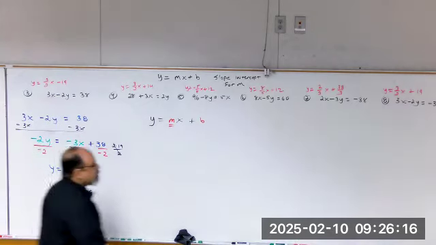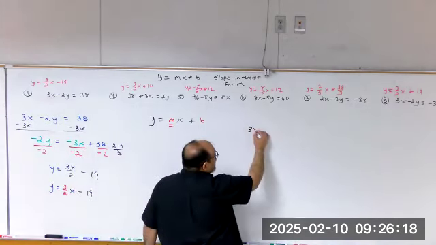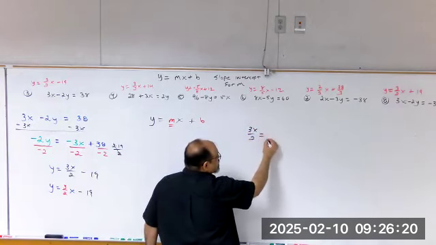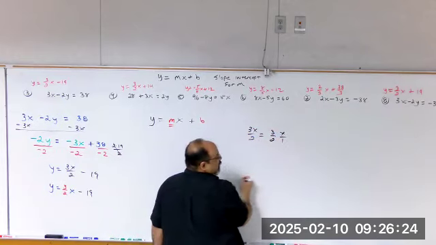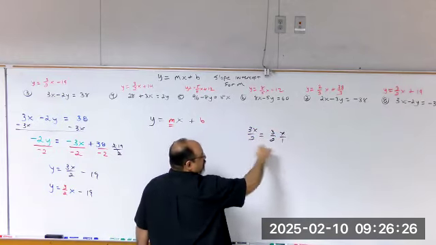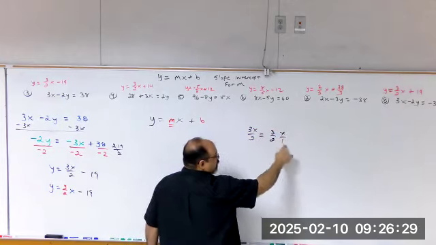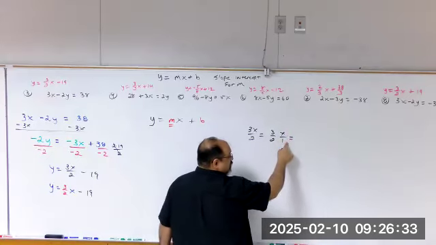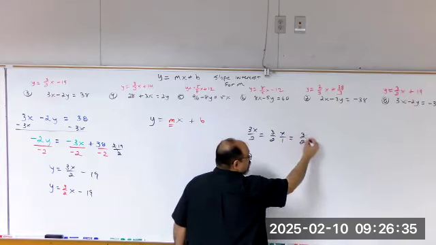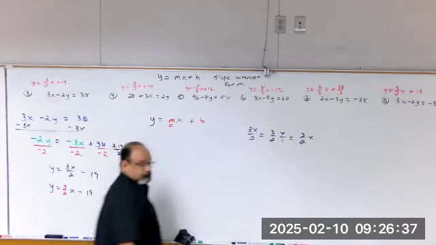That's when we go 3x over 2, that is exactly like having 3 over 2 times x over 1. Because you would multiply straight across. 3 times x over 2 times 1. So that's equal to x over 1 is just x. So that's 3 over 2 times the x.